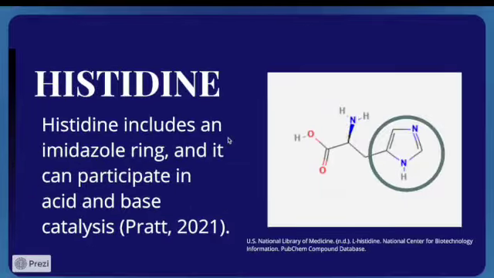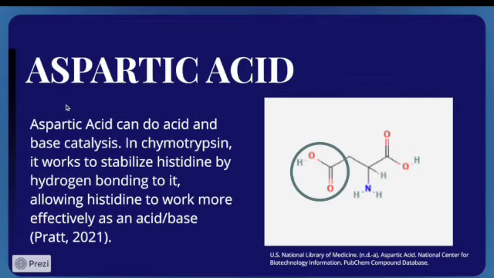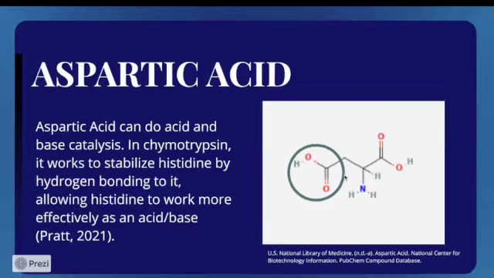Histidine. Histidine is important for the acid and base catalysis in this mechanism, and that's due to this imidazole ring that it has here. And then finally, there's aspartic acid, and that's here. So it can do acid and base catalysis, but in chymotrypsin, it mostly works just to stabilize histidine by hydrogen bonding to it, so that histidine is able to work more efficiently as an acid and a base.